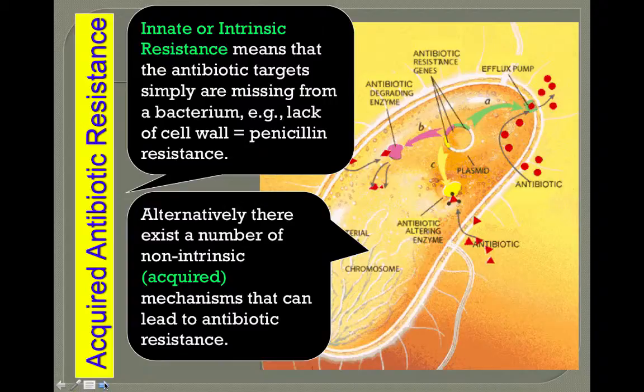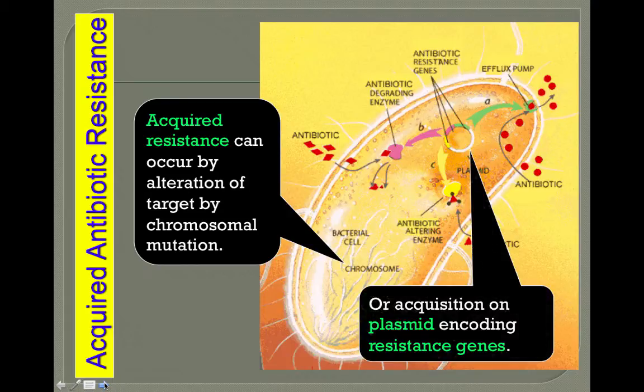Okay. We're going forward. So, I already talked about chromosomal mutation, or the acquisition of those plasmid-encoded resistance genes. Those are plasmids. So this is just showing you a diagram of those different methods that we just talked about on the previous slide.